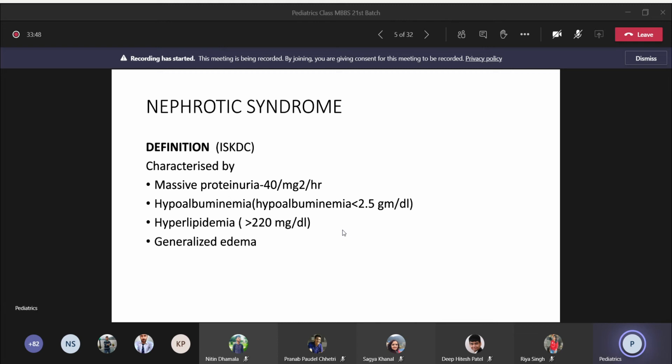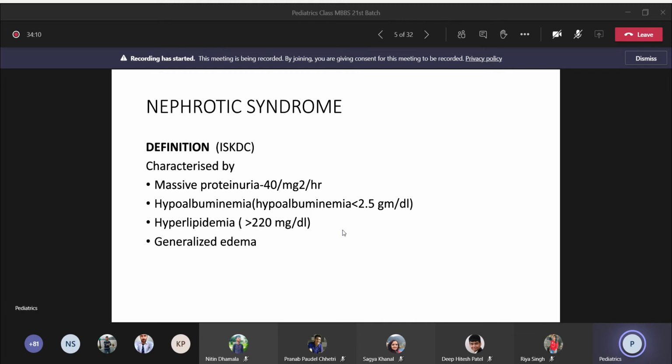Then the third one is edema, generalized edema. Why is there edema? Because once the albumin is lost, the oncotic pressure is low and the hydrostatic pressure is increased. So from the intravascular space, the fluid goes to the interstitial space and there is edema.